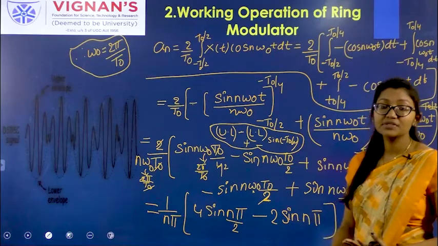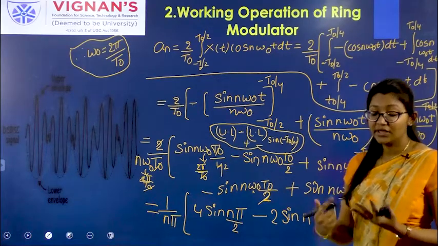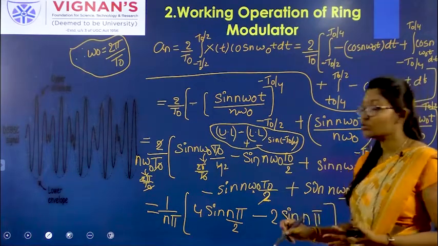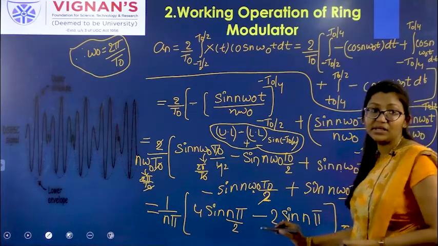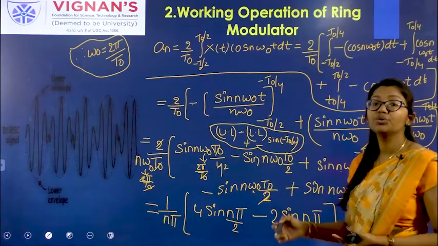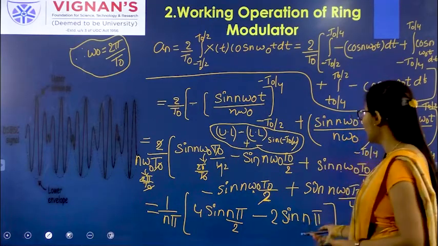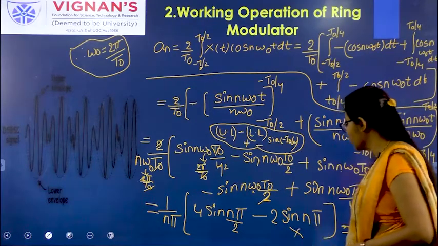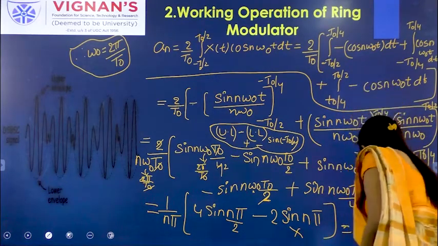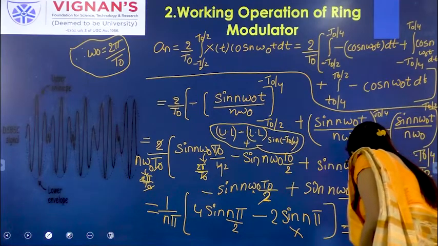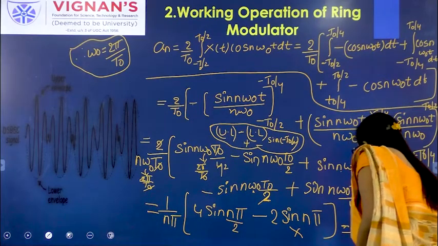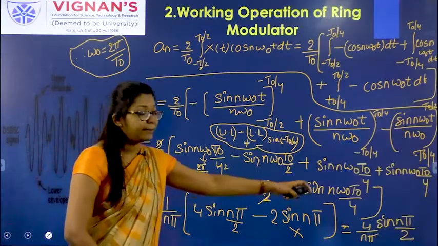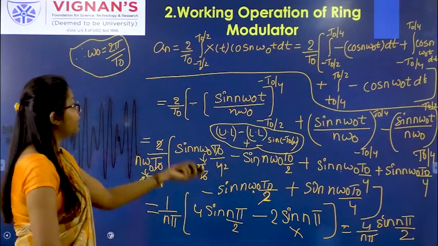So what are the terms? The integrals of sin pi, sin 2 pi, sin 3 pi are all zeros. So when you write 1, 2, 3, 4, any value in place of n, you will be getting 0. That's why we are cancelling this term. So finally you will have 4 by n pi sin n pi by 2, that is your an value.